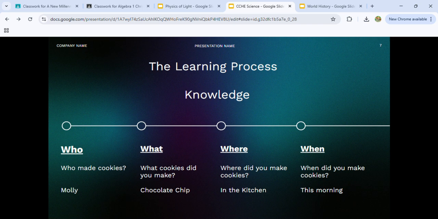These questions did give us some answers. We do understand that Molly made cookies with chocolate chips in them. She made them in the kitchen and they're fresh. They were made this morning. We do not, however, understand anything about the process. We don't know the ingredients. We don't know how these cookies were made, and we don't know why. So we really don't have the information we were looking for.